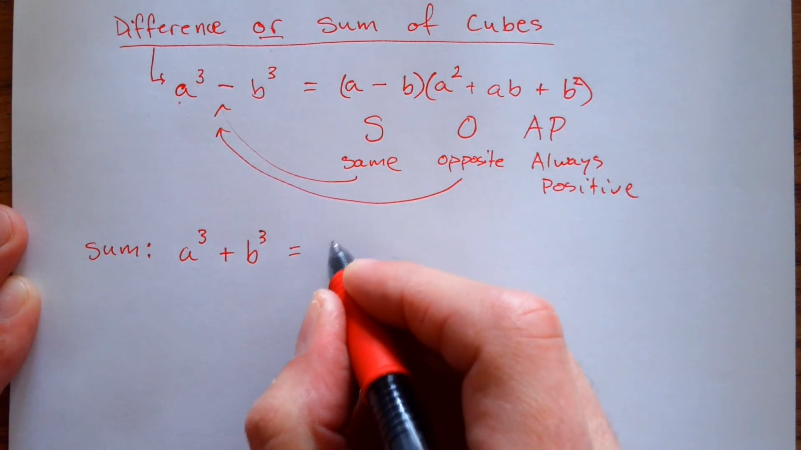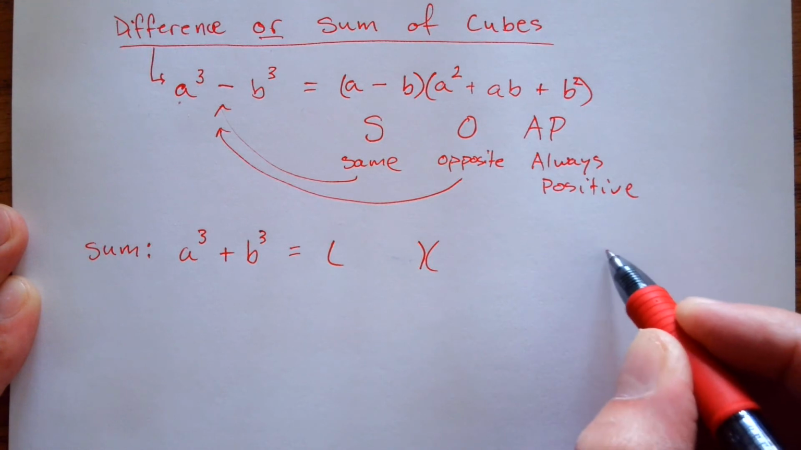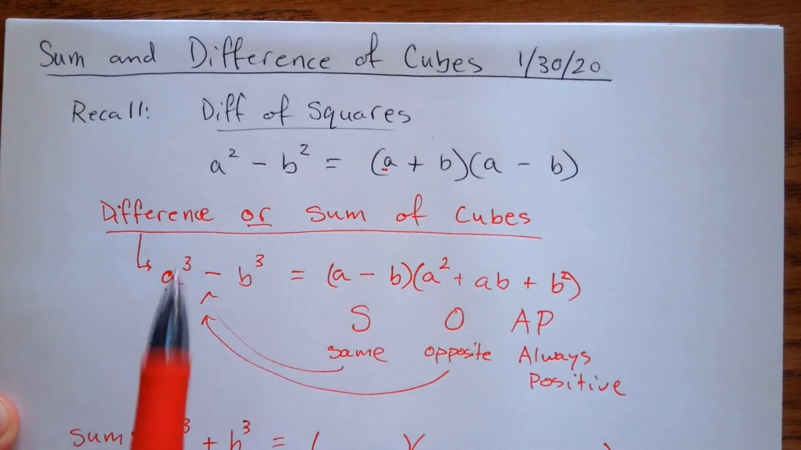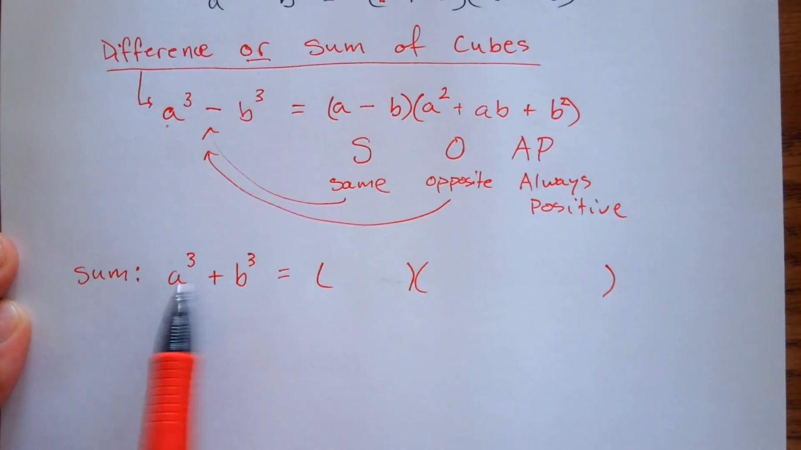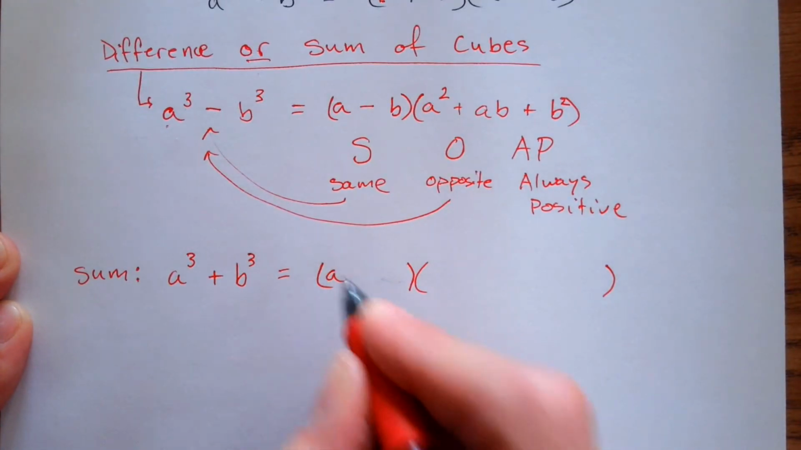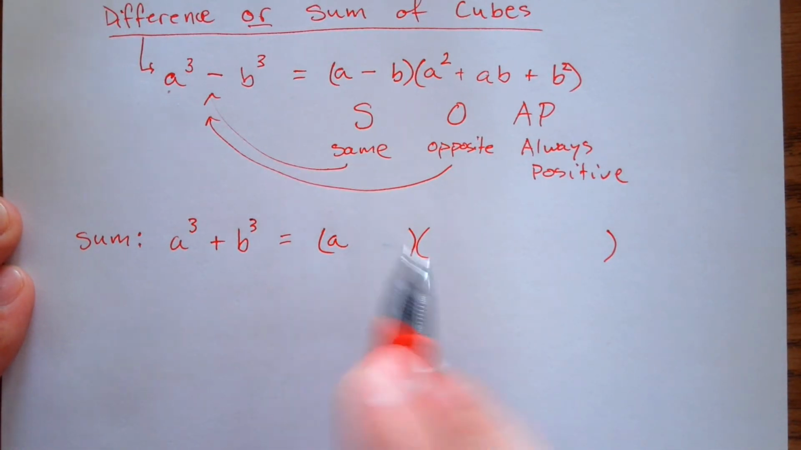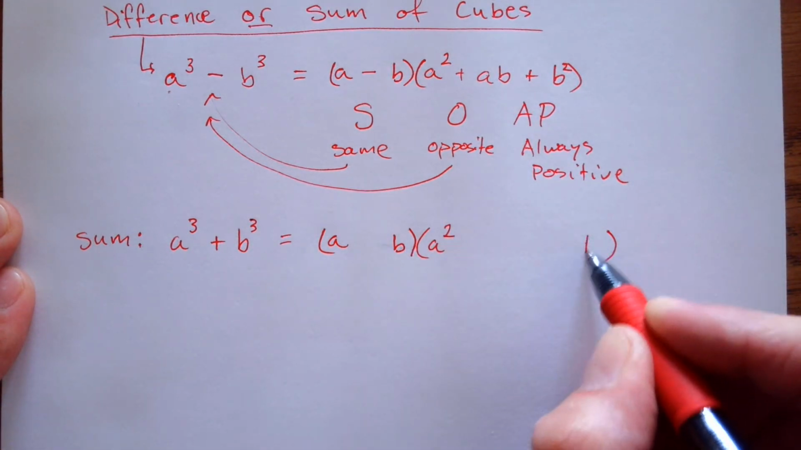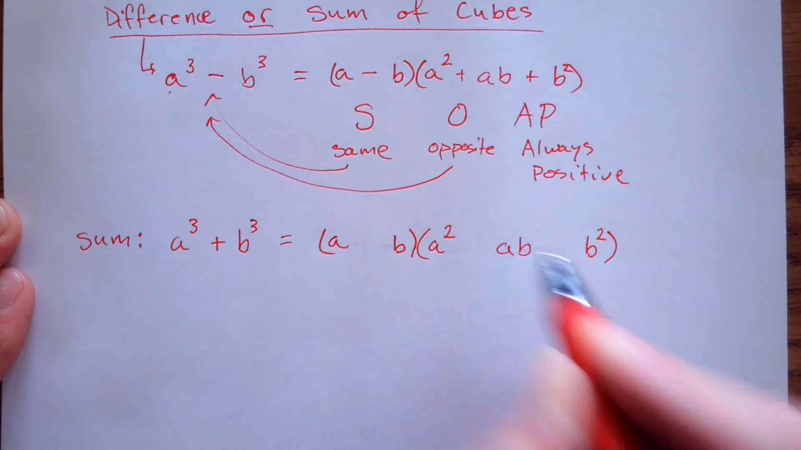And once again, I set it up in the exact same way. Small parentheses for 2 terms, and then large parentheses for 3 terms. And just like I square rooted this, I'm cube rooting this to get a regular a. And I cube root b cubed to get regular b. Then I have a squared, b squared, and then both of them in the middle, ab.